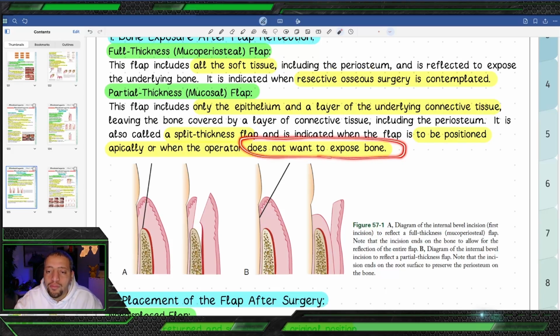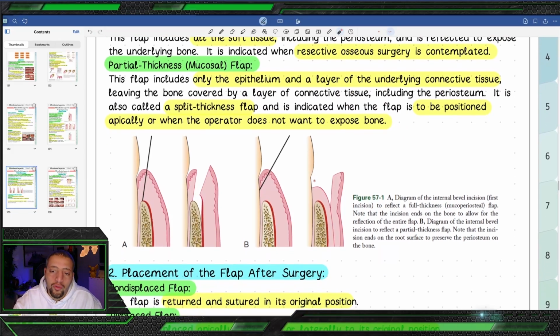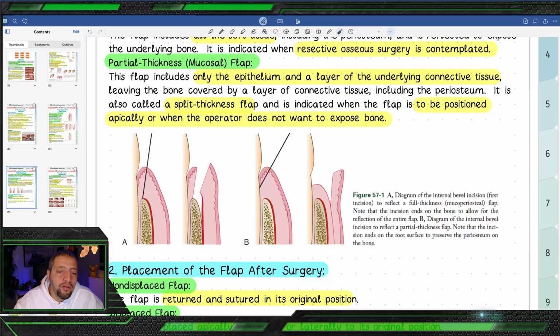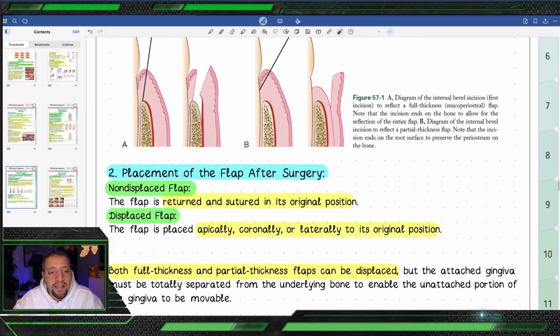When we don't want to expose bone, almost always. But again, it's related to the surgery you are going to do. If you would like to cut the bone anyway, you're going to do it. But if everything is equal, we would love to do the partial thickness flap. Placement of the flap: for the non-displaced flap, the flap is returned and sutured in its original position. So you do the flap and bring it back.